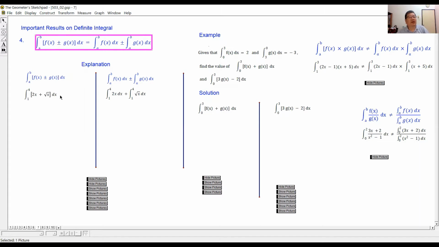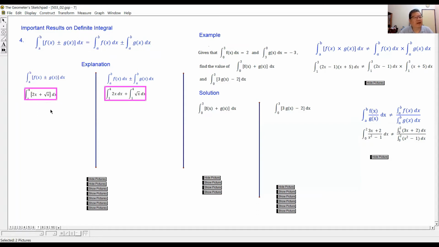Okay, so why the plus or minus sign? If these two individual functions are added together, then you also add the two definite integrals. If the two functions are subtracted, then you also subtract the definite integrals. Okay, right. So we look at one example like this, right?